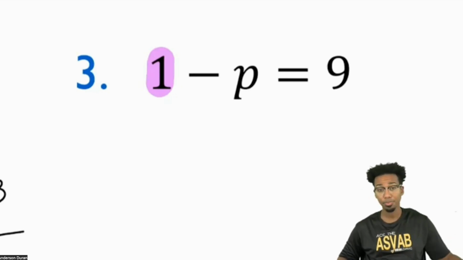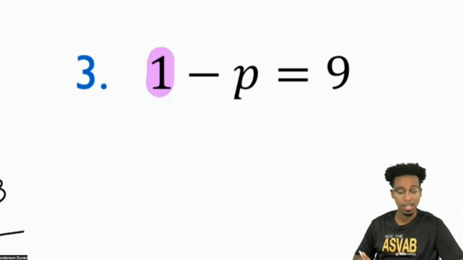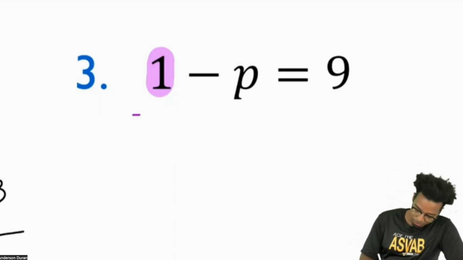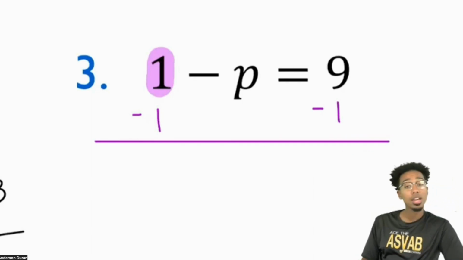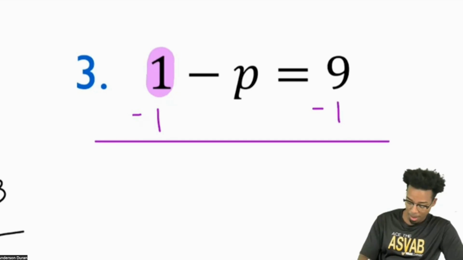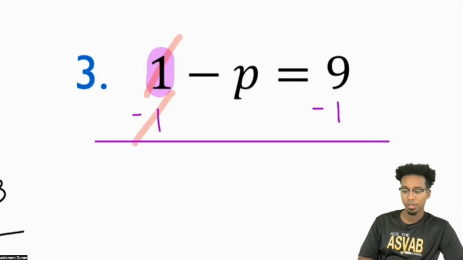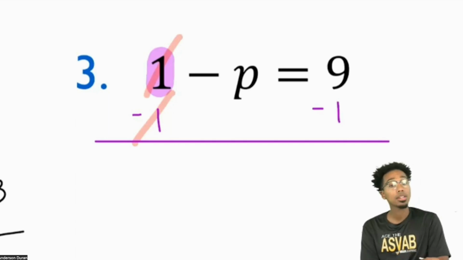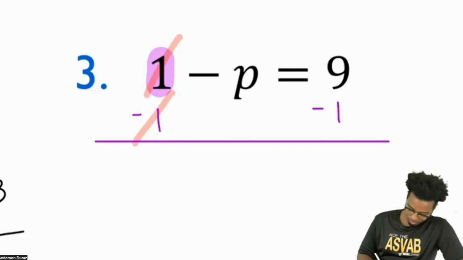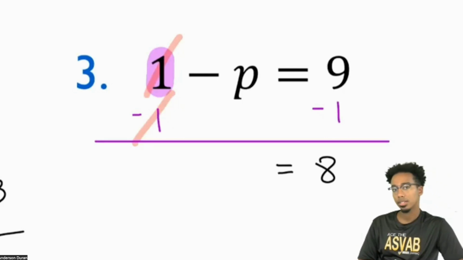Right. I'm going to be subtracting 1 on both sides. So let's get into that here. Subtract 1, subtract 1. If I go ahead and do that, I have a positive 1 and a minus 1. That's going to cancel out. And then 9 minus 1 is going to be what, everybody? Yeah, 9 minus 1 is going to be 8.